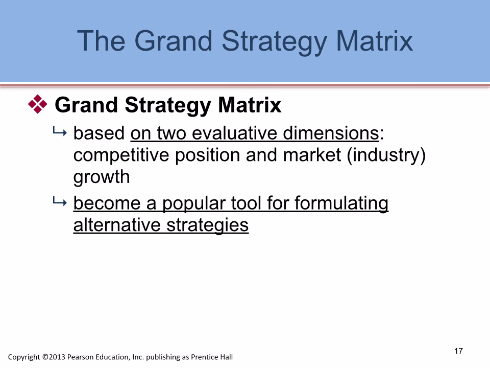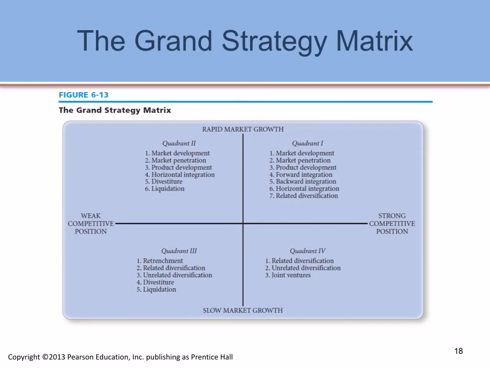So it uses two evaluative dimensions: competitive position and market growth. All organizations can be positioned in one of the grand strategy matrix's four quadrant framework.